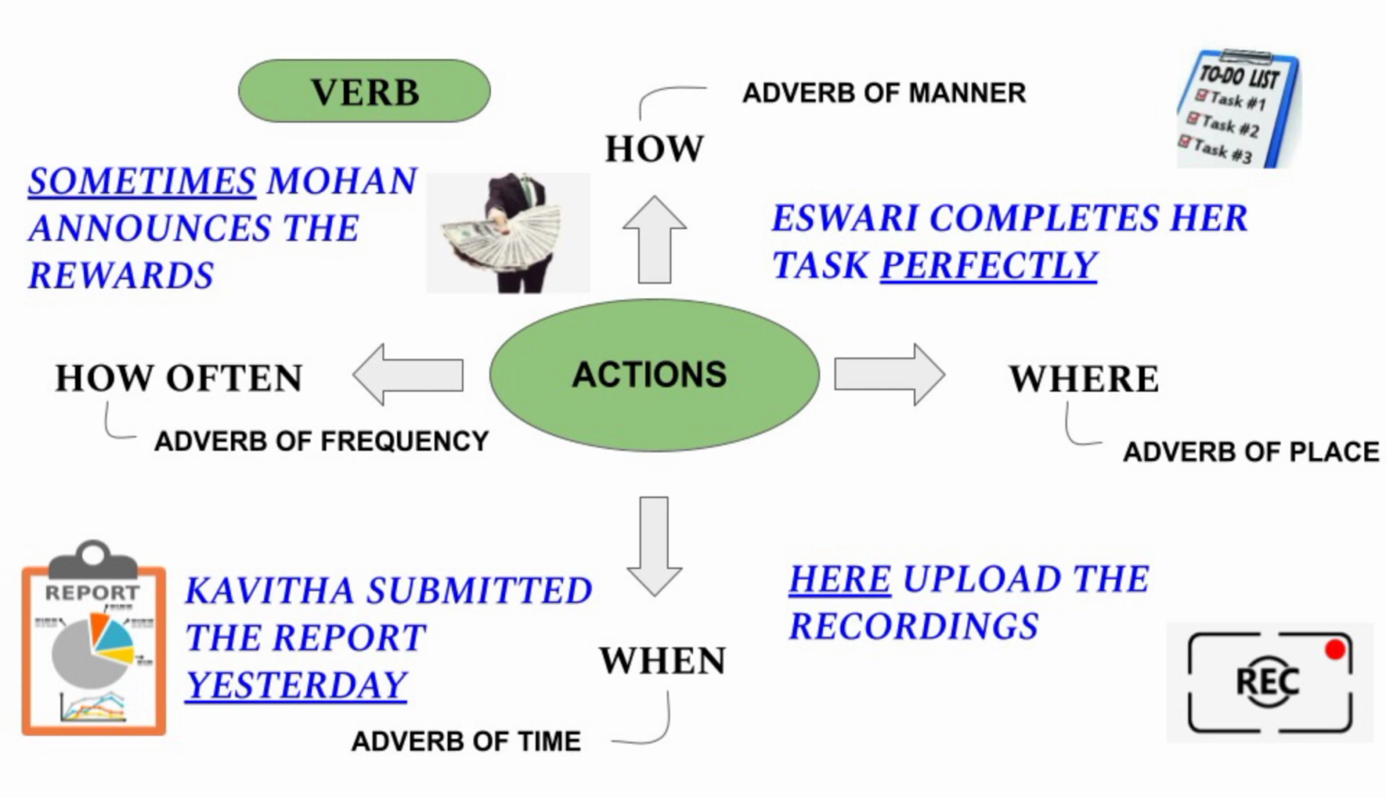So let's look into the fourth way: how often an action is performed or occurred. Here is the example: Sometimes Mohan announces the rewards. Mohan doesn't announce them every week. So sometimes is the adverb here, as it describes the frequency of the action. So these are called adverbs of frequency.